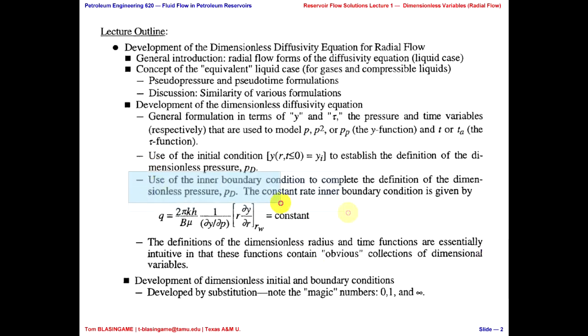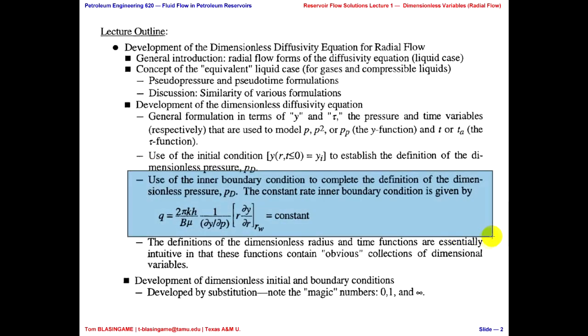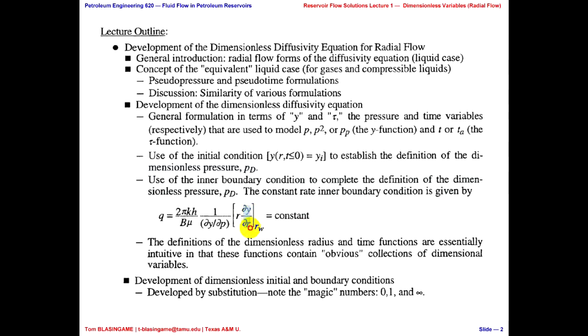So the inner boundary condition is given by Darcy's law. And again, this silly dY/dr and dY/dP comes from the fact that we're working in Y and not in pressure. So of course, if you multiply that through, that just becomes dP/dr. But for the sake of argument, just assume we're working in P. So again, Darcy's law and Darcy's units, and then our gradient term evaluated at the wellbore, and it's equal to a constant.